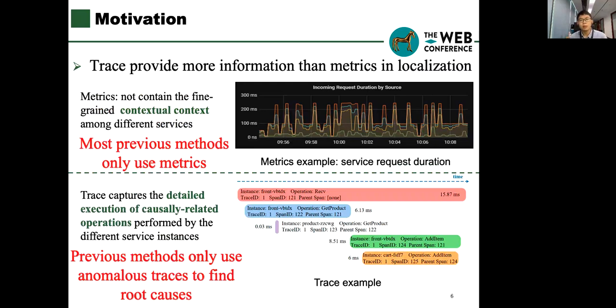Facing these challenges, most previous methods only use metrics to find root causes. However, metrics do not contain the fine-grained context among different services. For example, application operators do see a latency spike when there is a latency issue in a microservice system, but they do not have enough fine-grained context to explain why this problem happened. Traces capture the detailed execution of causality operations performed by different service instances. Therefore, traces are useful in localizing microservice root causes. However, previous methods only use anomalous traces to find root causes.